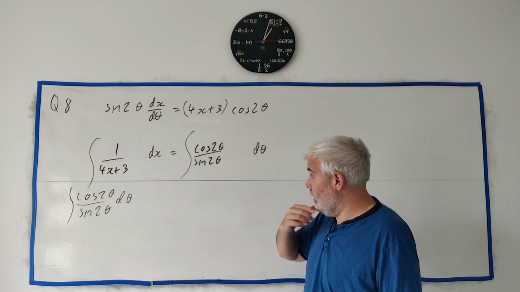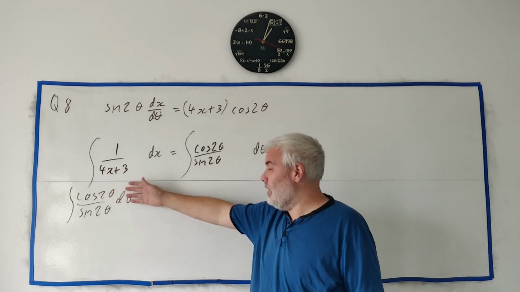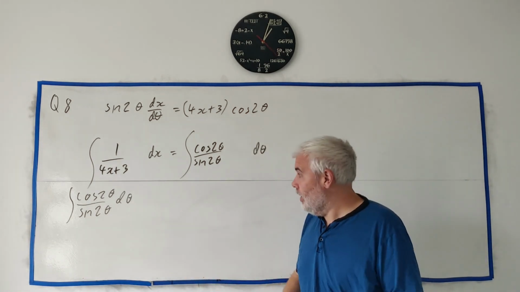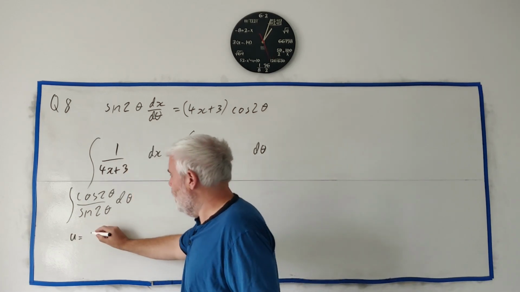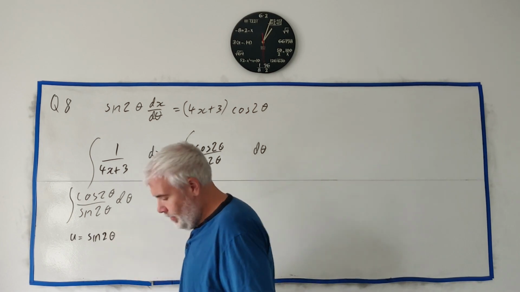It couldn't be the top row. If we changed cosine, we'd get a sine, but then we'd end up dividing everything by it. So we'd just have 2 sines on the bottom row. So the substitution we're going to use is the bottom row: u is equal to sine 2 theta. We're going to use that.